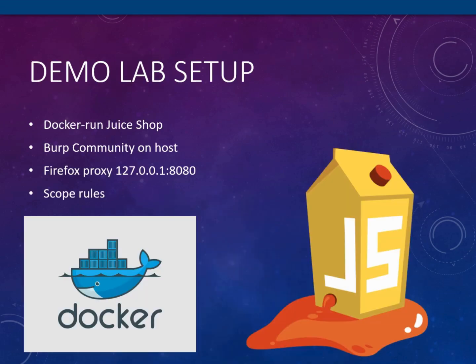Before I get into the lab recording of the demonstration, here's the lab recipe for anyone watching so that they can follow along. First, you're going to want to install Docker Desktop. Secondly, you're going to want to run docker run -d -p 3000:3000 bkimminich/juice-shop. This is going to launch Juice Shop on localhost.